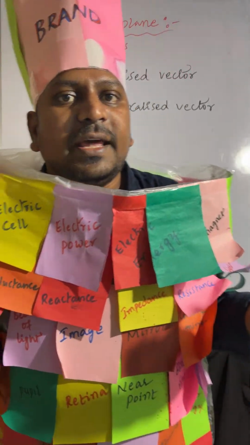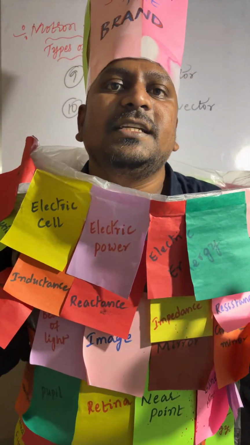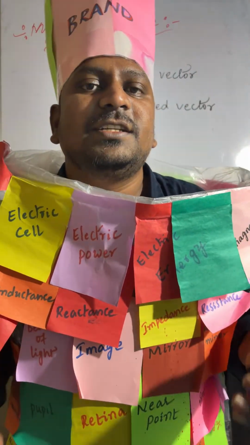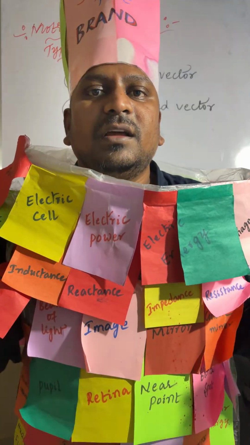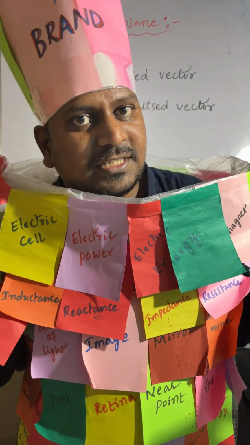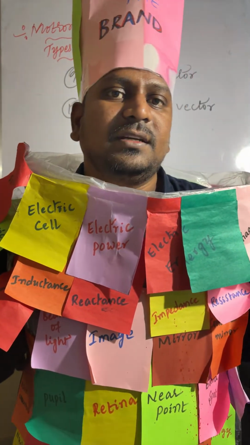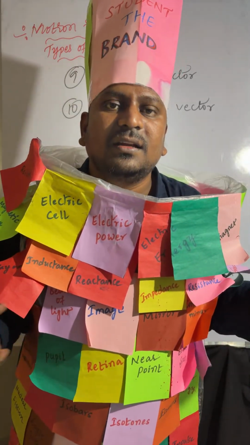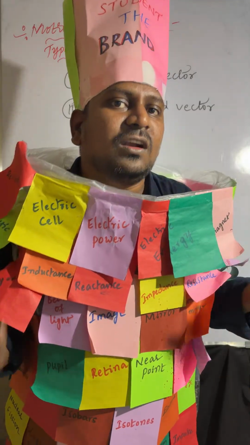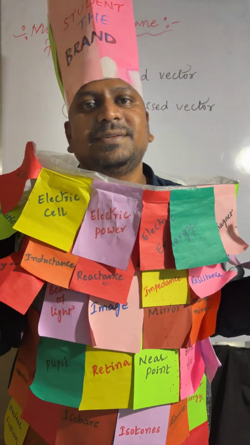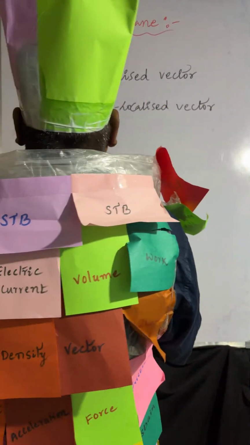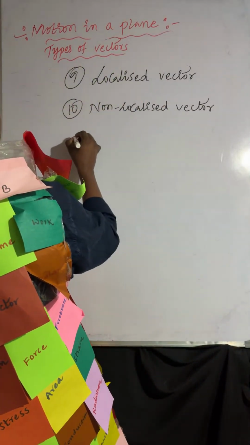Coming to localized vector: the vector whose initial point is fixed is called localized vector. The vector whose initial point is not fixed is called non-localized vector. And next one, position vector.